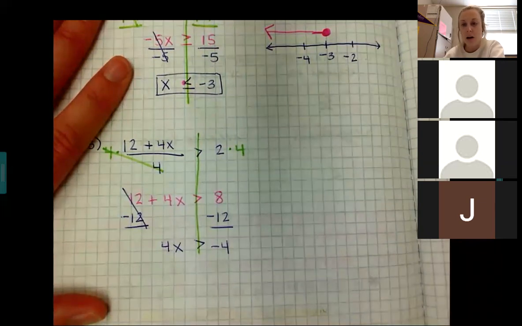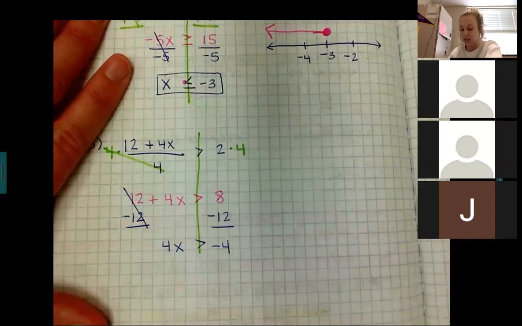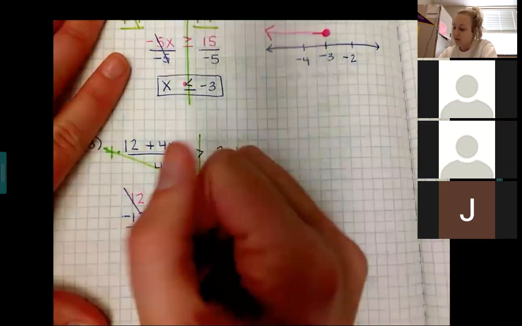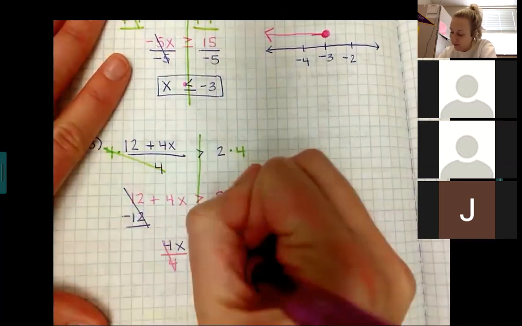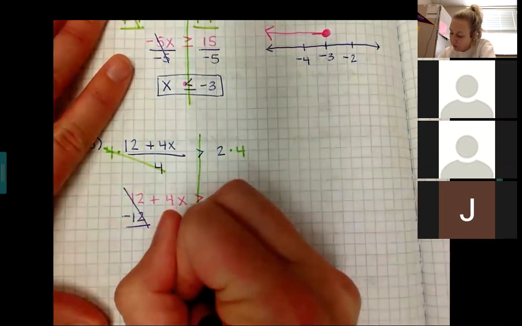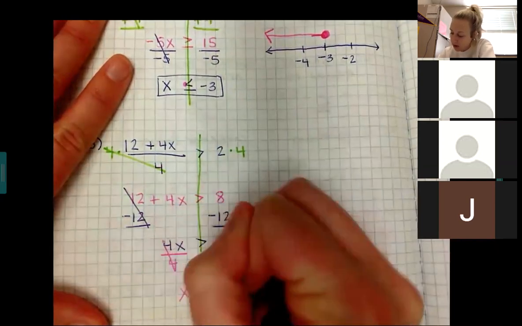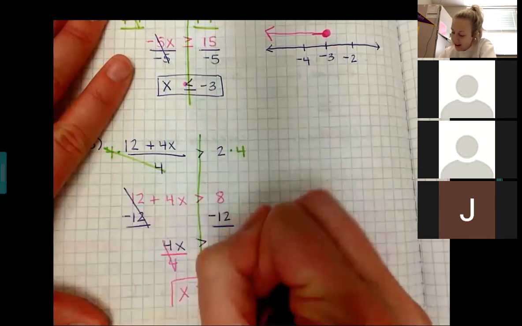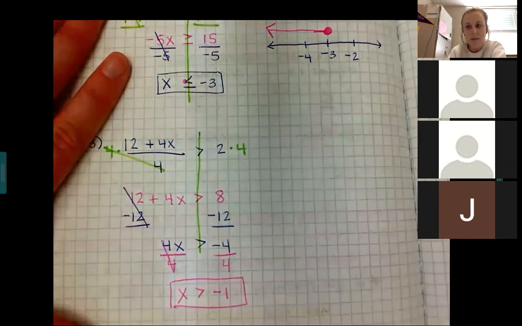All right, now what do I do? What's the last thing I do to get x by itself? Divide by 4. Good job. Curtis, I'm going to get you for messing with me. Do y'all agree it's -1?